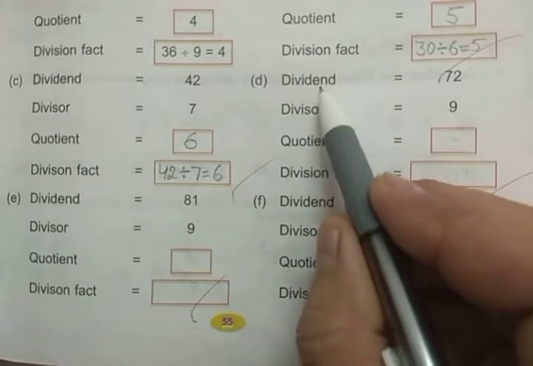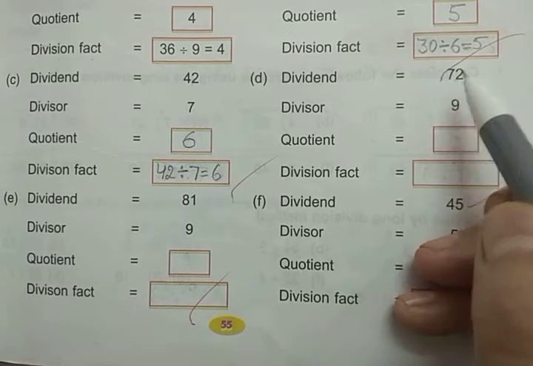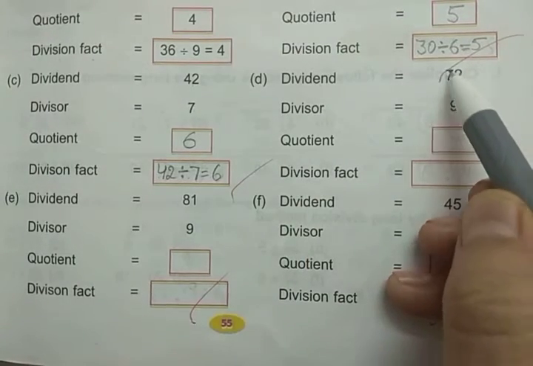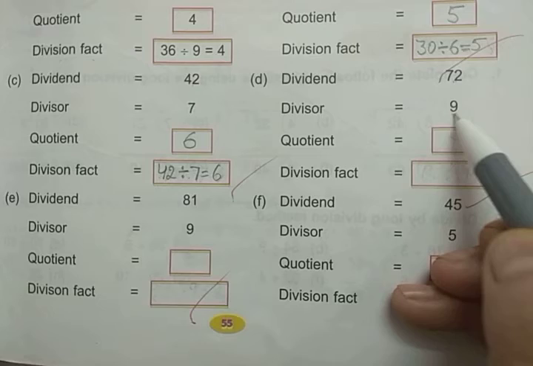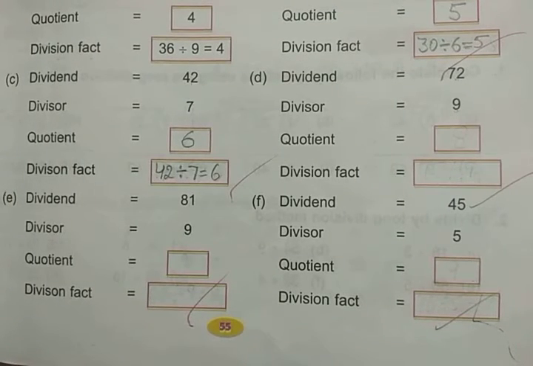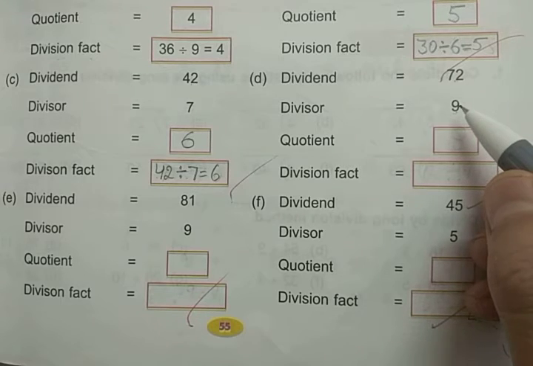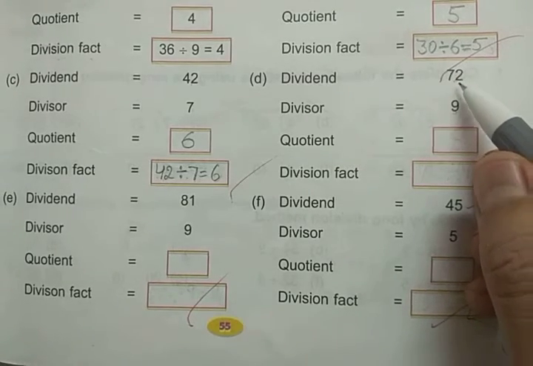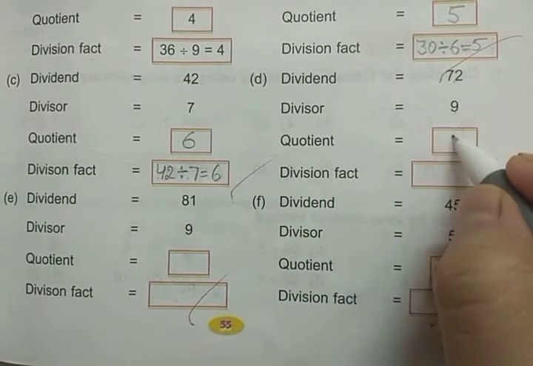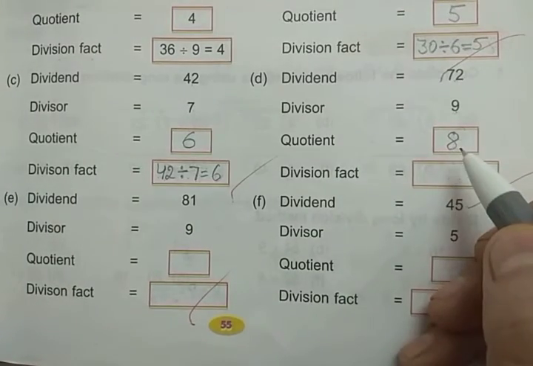So here dividend is 72. That means we have to divide 72 and divisor is 9. So 72 divided by 9. So we have to recite the table of 9 till 72. So recite the table of 9. So we know 9 8s are 72. So 8 is the result and you can say 8 is the quotient.